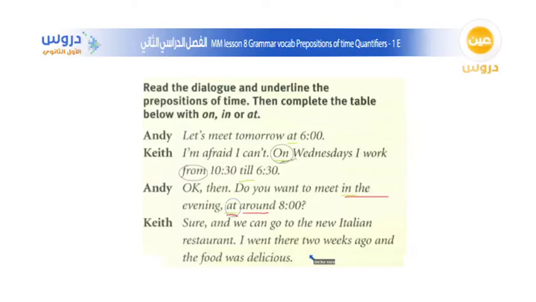I went there 2 weeks ago. And the food was delicious. Okay, here. Yes, underline. Ago, that's right. Ago is a preposition. What else? Actually, here too is also a preposition. Very good. Okay. Now thank you for your answers on this slide. Let's go to the next slide.